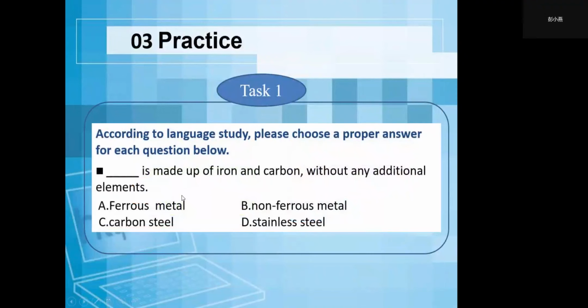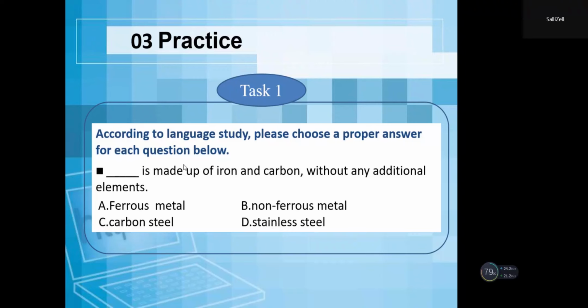Okay, let's do an exercise. Which one is made up of iron and carbon without any additional elements? A. Ferrous metal. B. Non-ferrous metal. C. Carbon steel. D. Stainless steel. Who can tell me the answer?